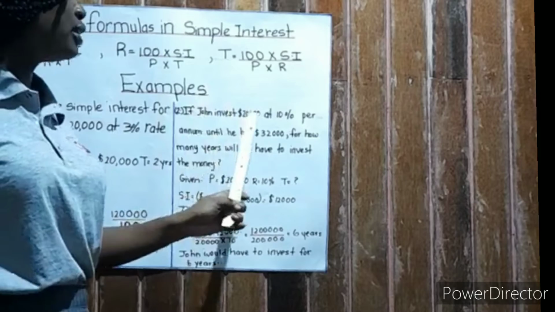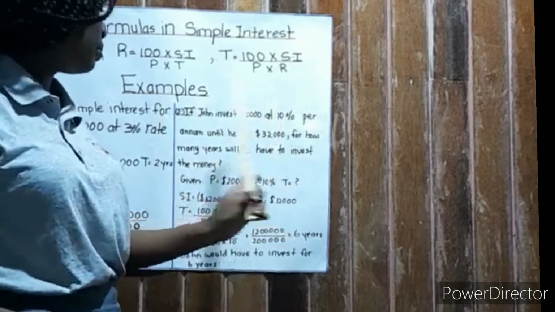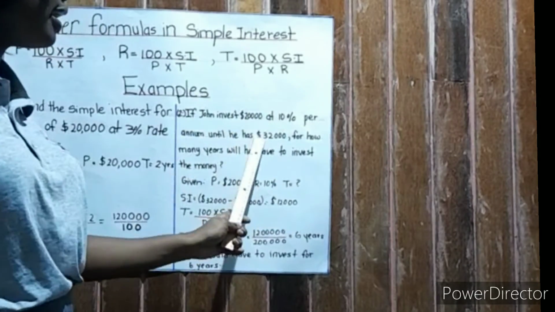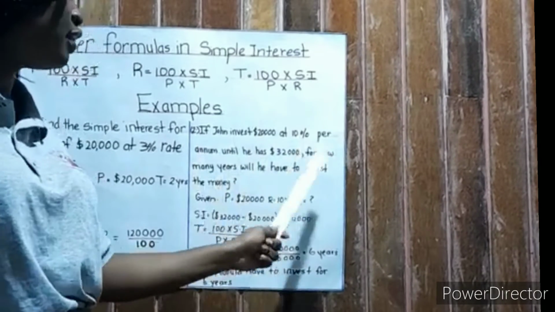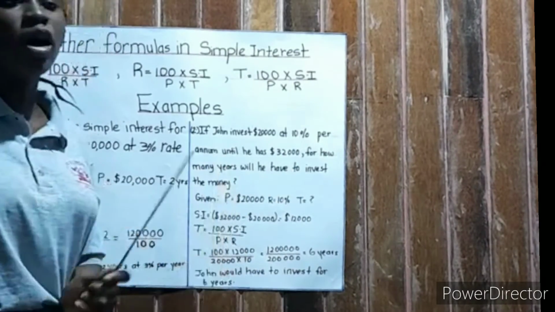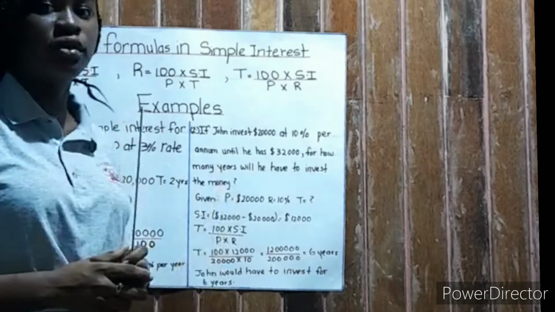If John invests 20,000 at 10% per annum until he has 32,000, for how many years will he have to invest the money? What is given, class? What is given?